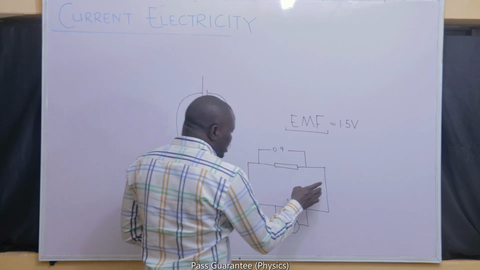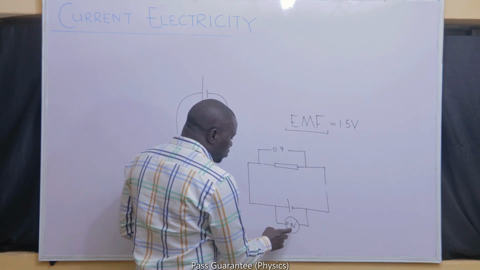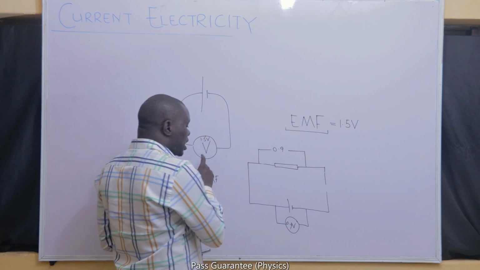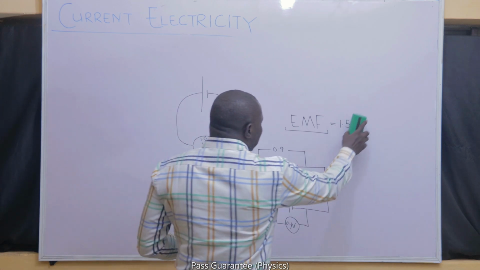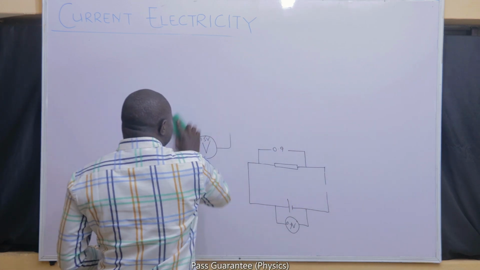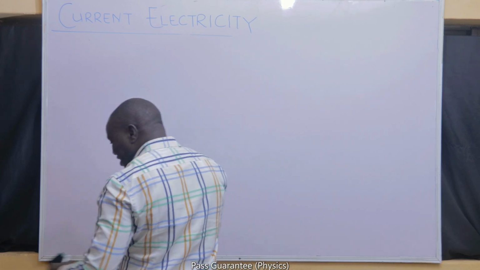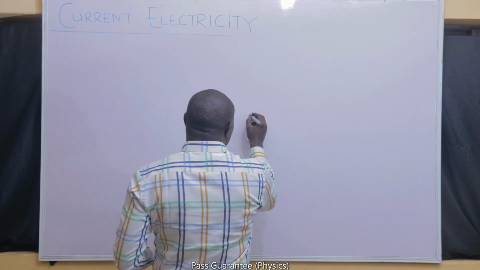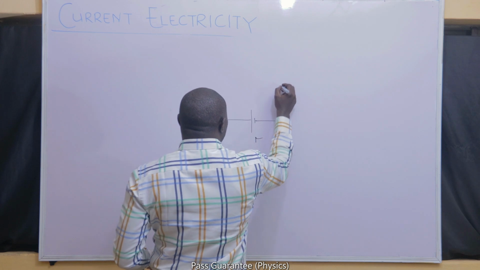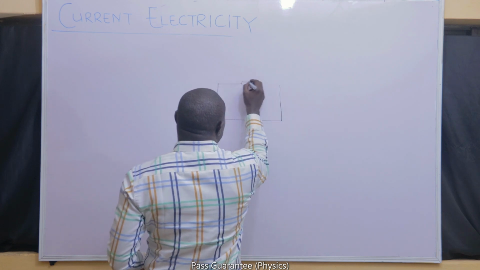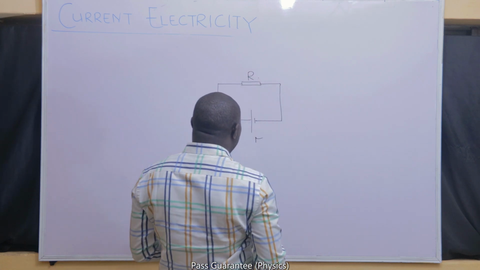If suddenly I decide to break this circuit so that current does not flow again, the cell that was recording 0.9 as its potential difference will immediately jump back to 1.5. So what reduces the EMF to the terminal potential difference is essentially the internal resistance of the cell itself. The cell has internal resistance. The internal resistance of a cell will be represented as small letter r, as different from the external resistance that the cell is expected to power. The external resistance is capital letter R.